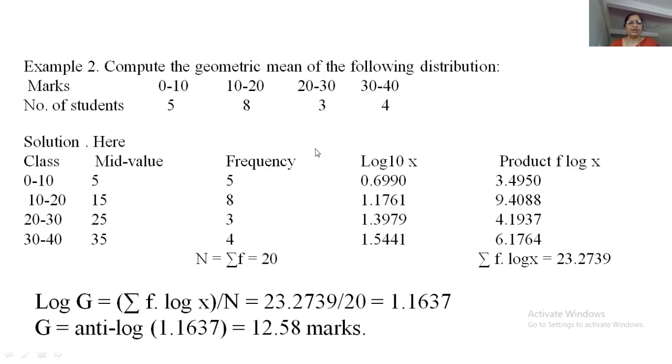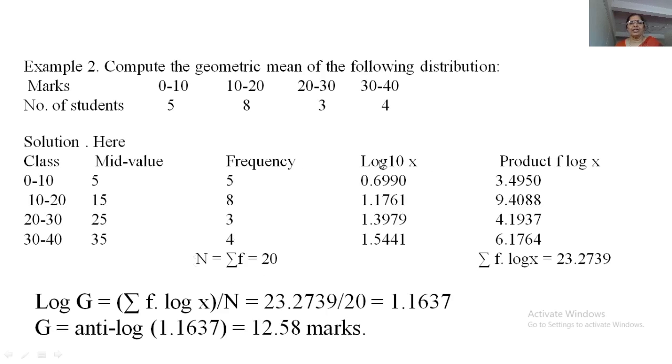Now suppose this is my frequency distribution, and in this case the classes are in the interval 0 to 10, 10 to 20, 20 to 30, 30 to 40. So what I do, I first compute my midpoint of the class interval 5, 15, 25, 35, that is sum of upper limit plus lower limit of the class divided by 2. So this is my mid value of the class interval. Now these are the frequencies which I have written here, and n, sum of all frequencies, is 20.